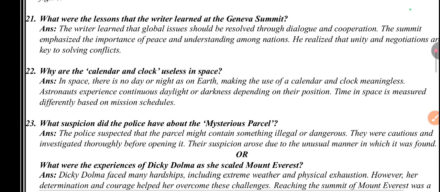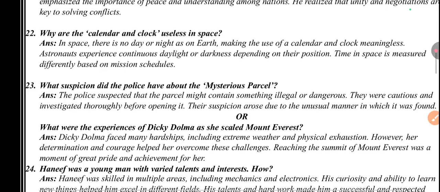Question number 21. What were the lessons that the writer learned at the Geneva Summit? The writer learned that global issues should be resolved through dialogue and cooperation. The summit emphasized the importance of peace and understanding among nations. He realized that unity and recognition are key to solving conflicts.